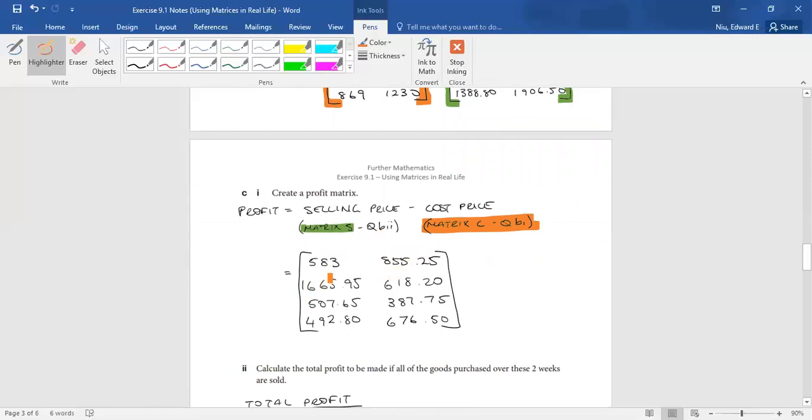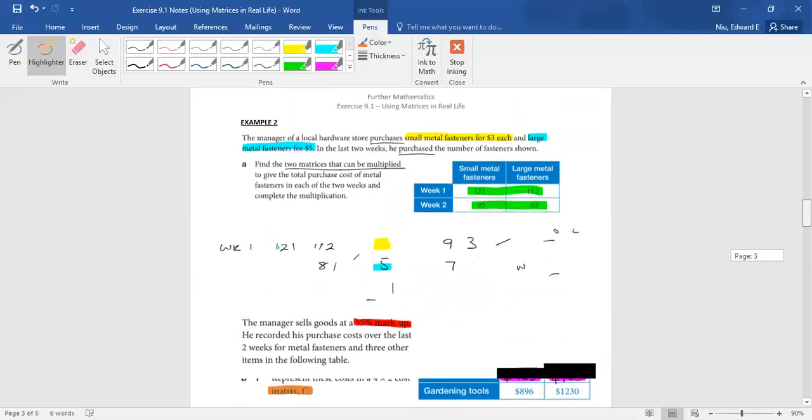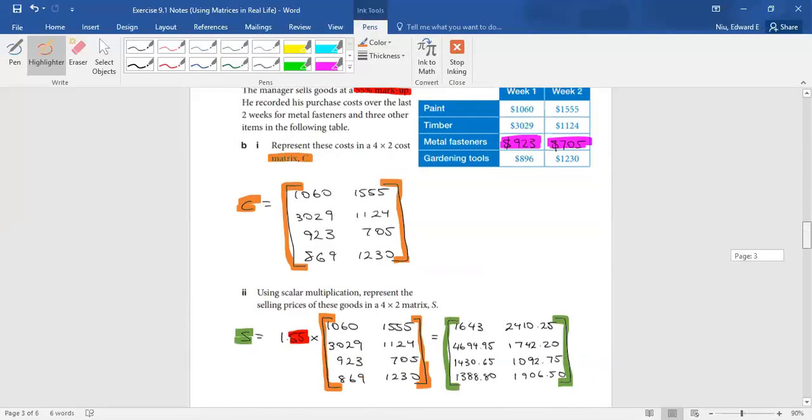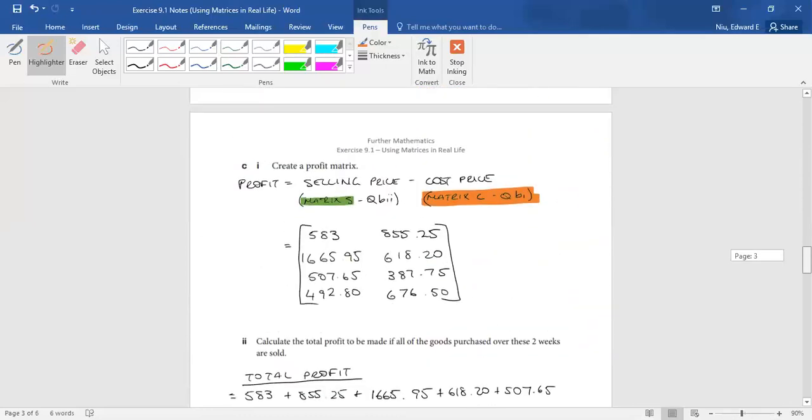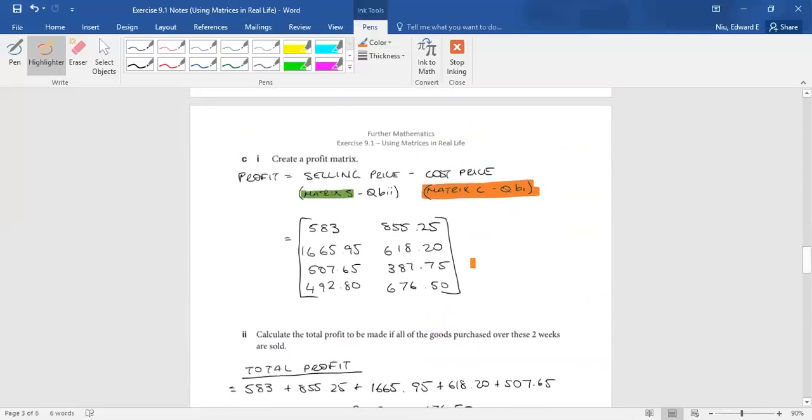This tells us how much profit was made on paint in the first week in the top left, and paint in the second week in the top right. What was the second row? Second row was timber. So with timber, they made a lot more money, $1,665.95 in the first week and $618.20 in the second week. This is the metal fasteners profits, and so on and so forth. I'm hoping this is making sense so far.